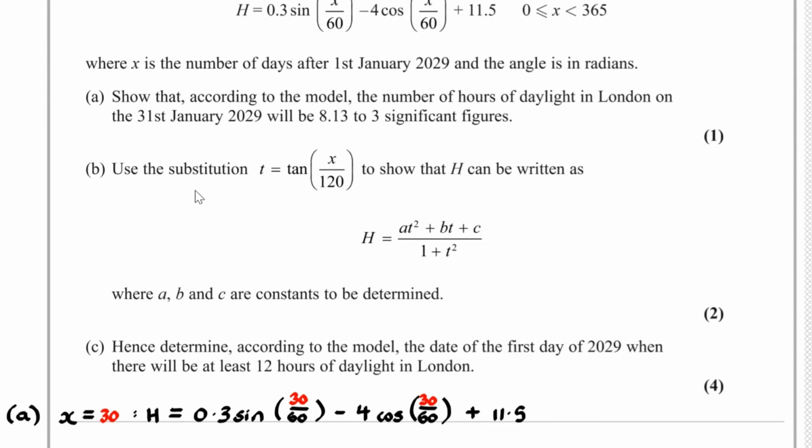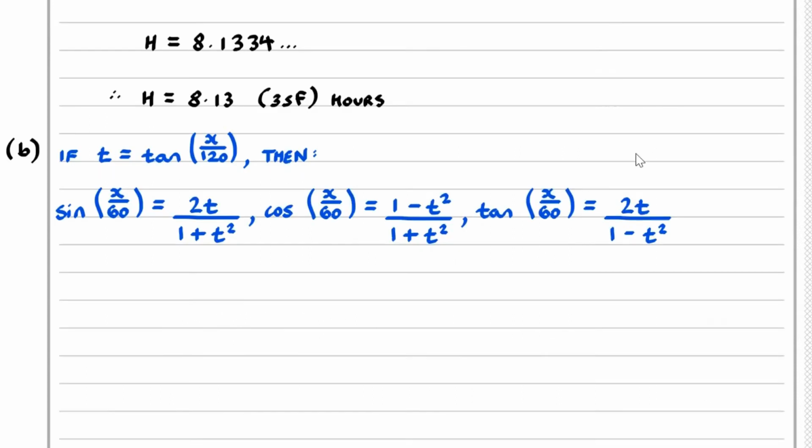For part B of the question, we have to use the substitution t equals tan of x upon 120 to show that h can be written as h equals at squared plus bt plus c over 1 plus t squared, where a, b and c are constants to be determined. Well, for part B, if t is equal to the tan of x upon 120, then sine of x upon 60 is 2t over 1 plus t squared, cos of x upon 60 is 1 minus t squared over 1 plus t squared, and tan of x upon 60 is 2t over 1 minus t squared.